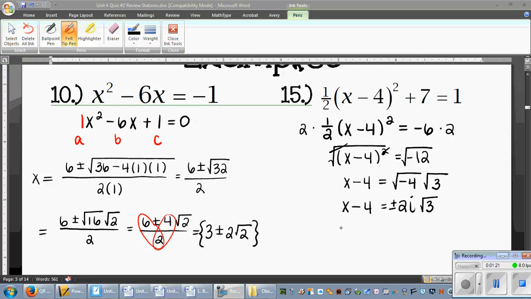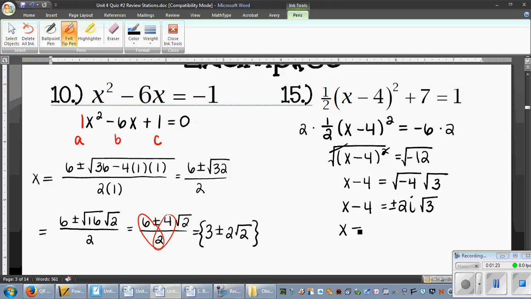And the last step is to add the 4 over to the other side, and we put it in front of the plus or minus 2i root 3 so that it's in a plus bi form. Since this is a solution, we also put brackets around it, and that is your final answer.